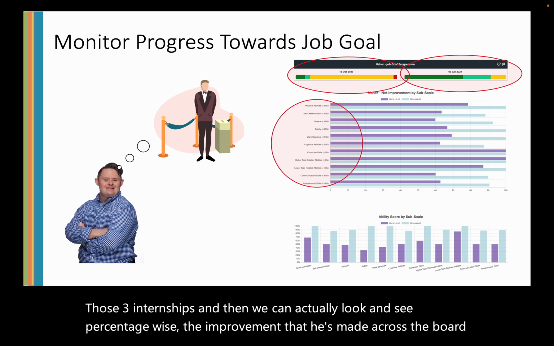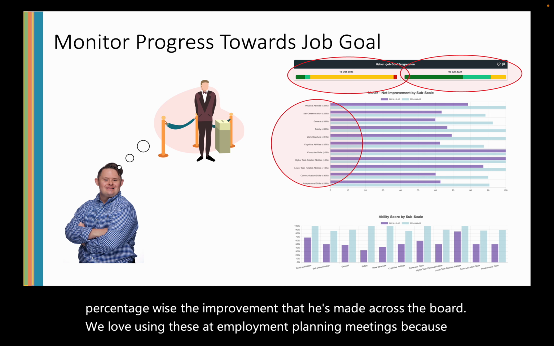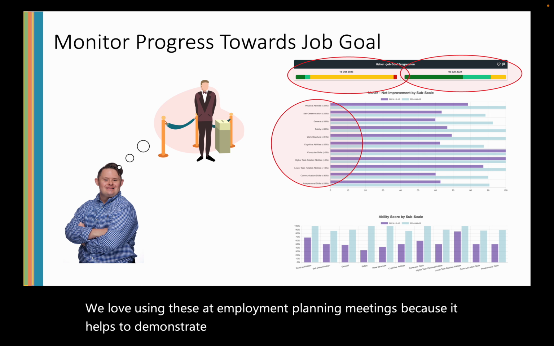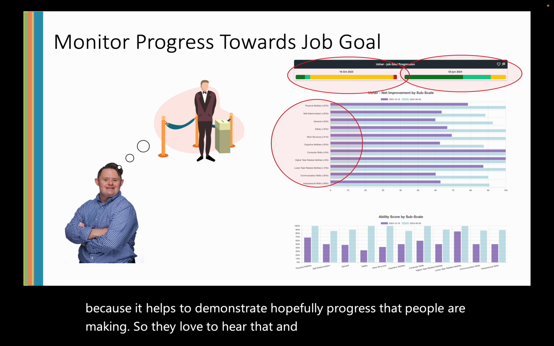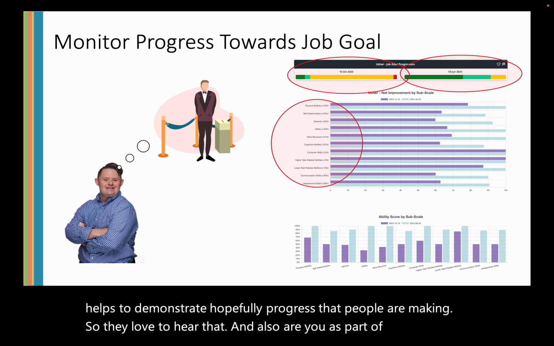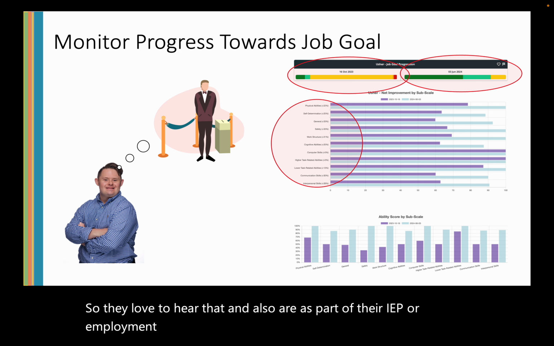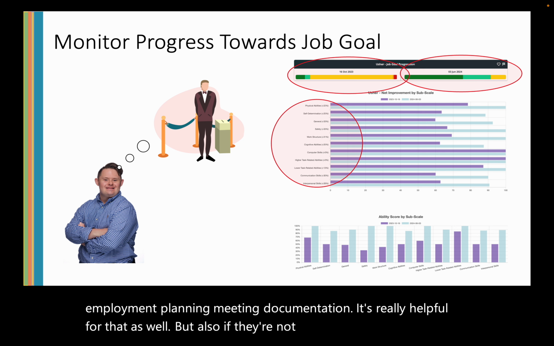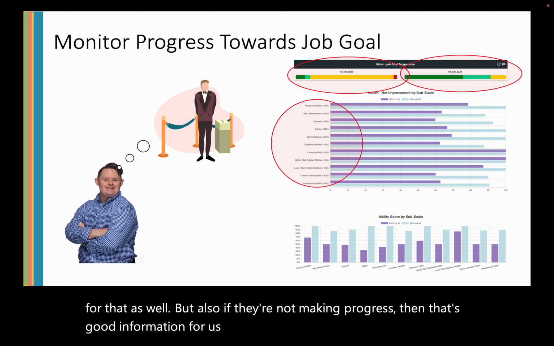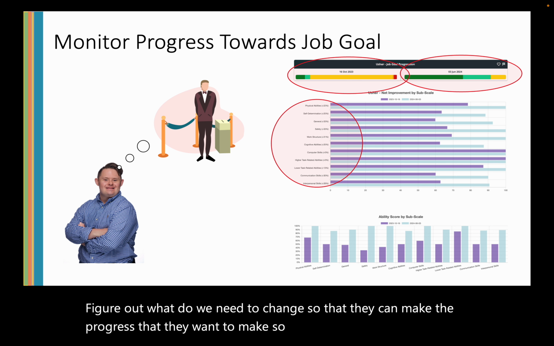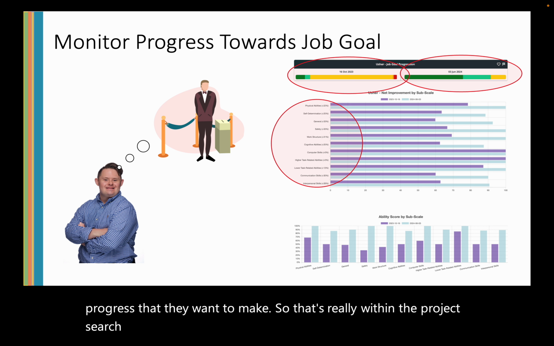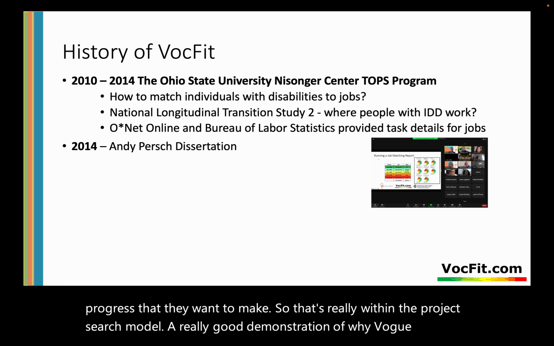We love using these at employment planning meetings because it helps to demonstrate, hopefully, progress that people are making. So they love to hear that. And also, as part of their IEP or employment planning meeting documentation, it's really helpful for that as well. But also, if they're not making progress, then that's good information for us to have, and we need to figure out what we need to change so that they can make the progress that they want to make. So that's really, within the Project Search model, a really good demonstration of why VocFit can be useful.